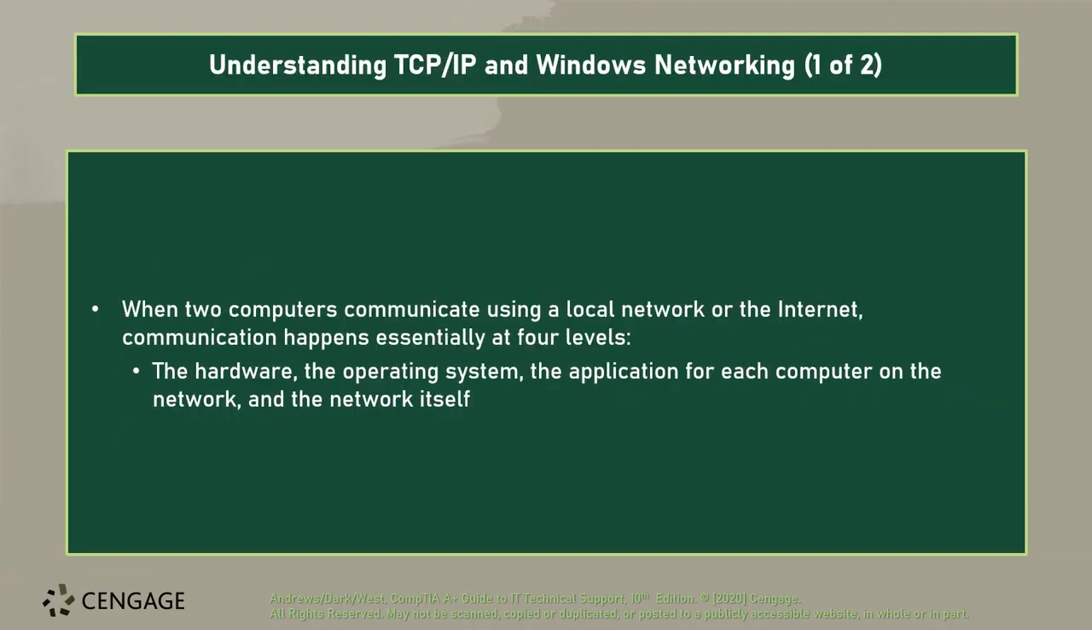Now, when two computers communicate at a local level on the internet, communication happens at four levels: the hardware, the OS, the application for each computer, and the network infrastructure itself. So that's all the routers, switches, cables, etc.